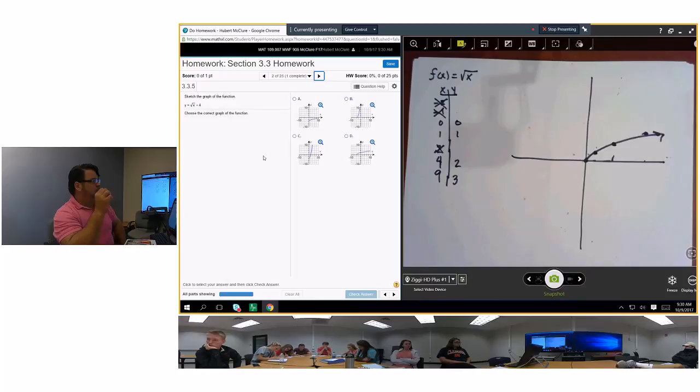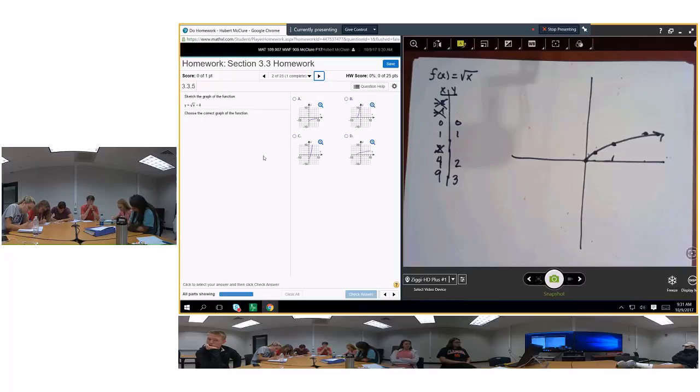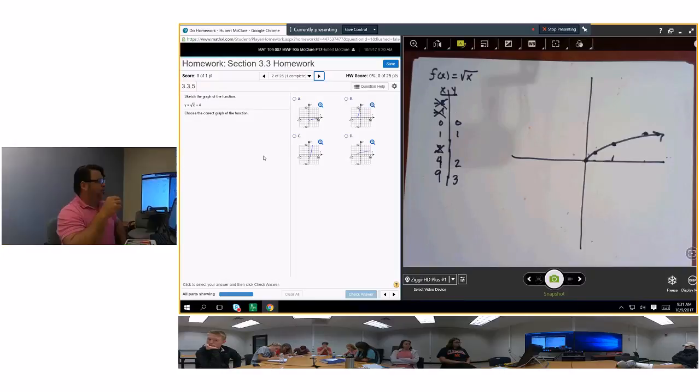Is this one attached to the x or is the negative 4 by itself? By itself. Good. Why? Because it's outside the radical. So negative 4 is not a horizontal shift. It's a vertical shift. Make that note. If you got a highlighter, highlight that negative 4 and put not attached to the x because it's not under the radical, therefore vertical shift.